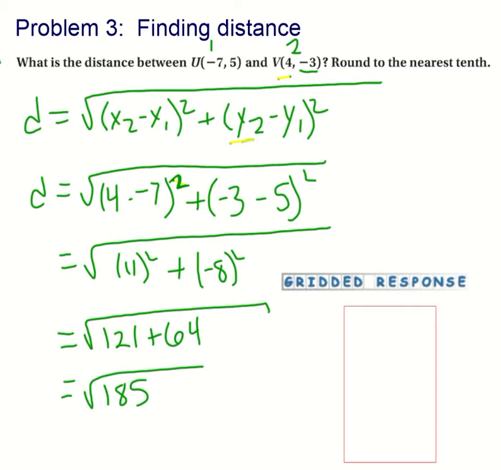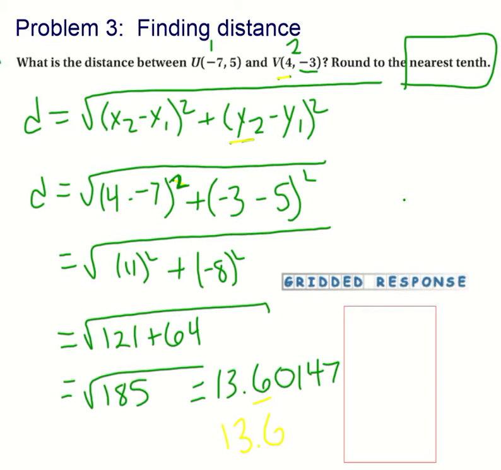So on your calculator now, take the square root of 185. You get something like 13.60147, etc. But if you go back to the directions, it says round to the nearest tenth. Remember, the tenth is one place after the decimal, and so we get 13.6.